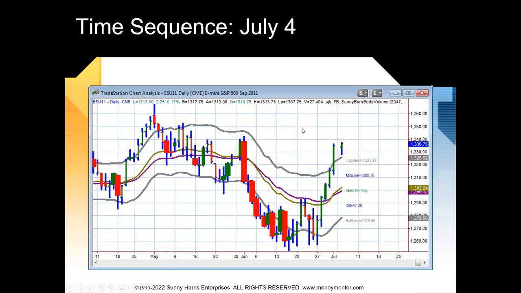Here again, we have the sunny bars telling me what the volume is. I can see there's lots of volume on this down move, which tells me people are getting out and it's going to go back up. So just real quick, a couple of bars to look at.